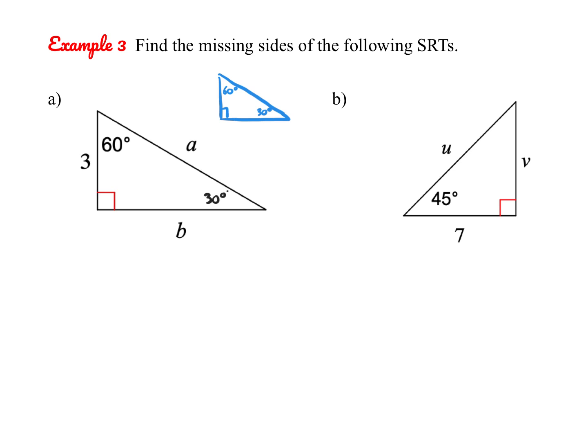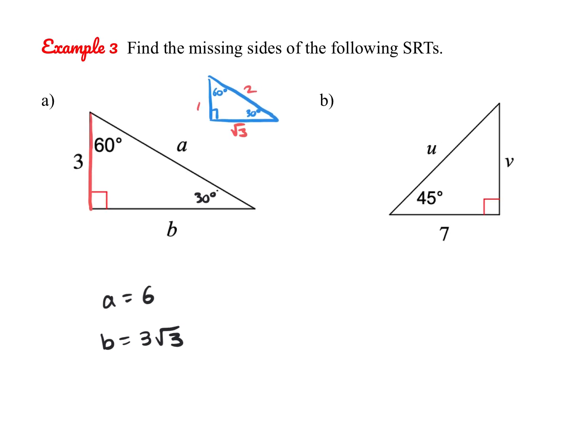And we know the relationship again is 1, 2, root 3. The short leg is always 1, the hypotenuse is always 2. So here you can see that I have the short leg. If I want to go from short leg to hypotenuse, I'm going to double it. So that means that A equals 6. Short leg to hypotenuse, I multiply by 2. And I know that short leg to long leg, I multiply by root 3. So I take 3 and I multiply it by root 3. So B equals 3 root 3.